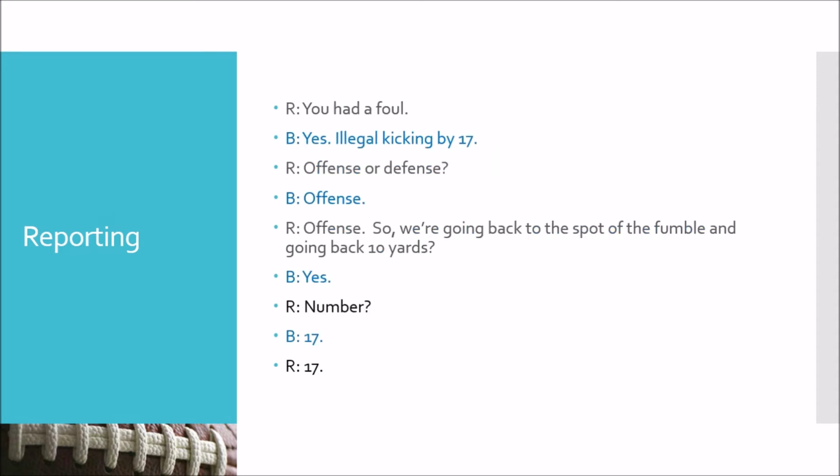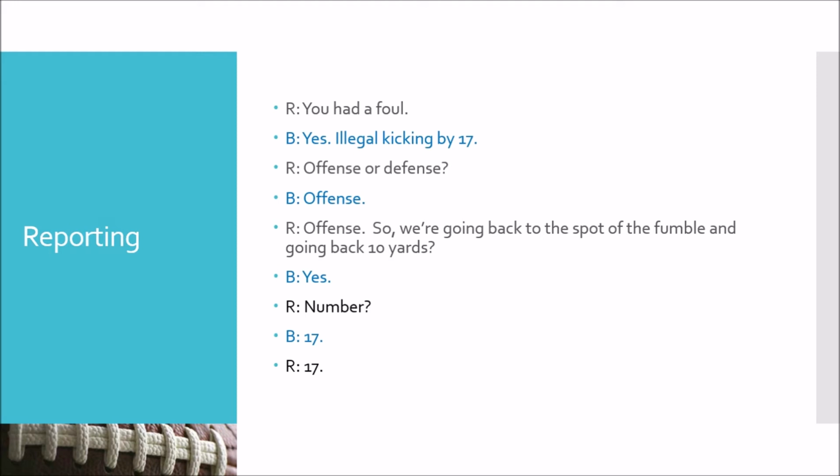And then, of course, we have the flag. The referee asked the back judge, you had a flag? The back judge says, yes, illegal kicking by 17. Then the referee has to ask offense or defense. Whenever you do an announcement or report to the referee and the referee asks you something, it is because you didn't volunteer all the information. So when the referee has to ask offense or defense, that's quite an important part. The back judge does a good job of quickly saying offense.